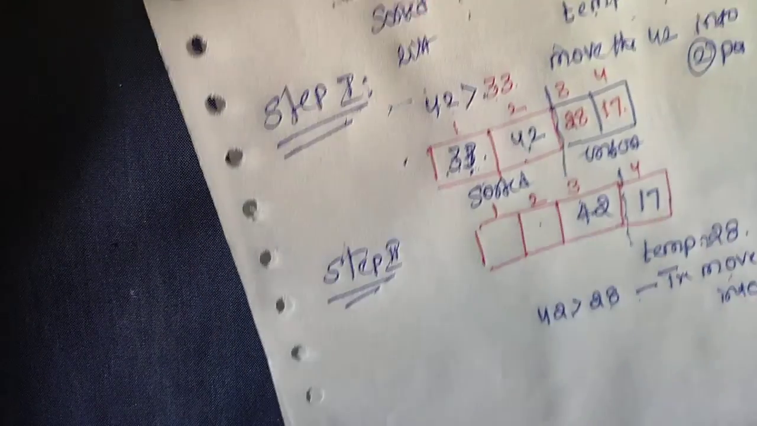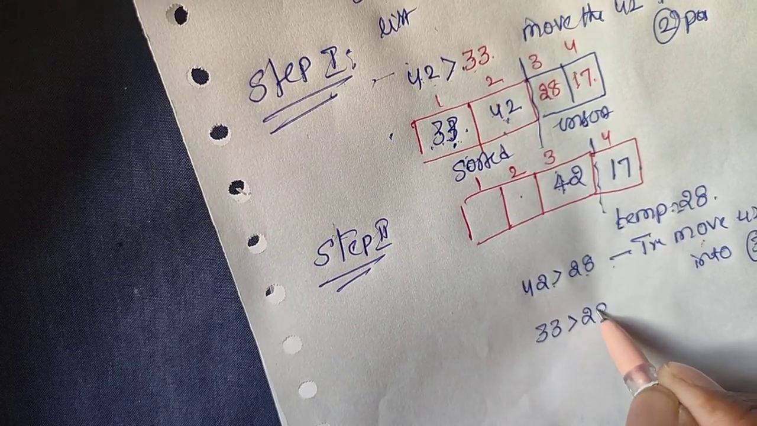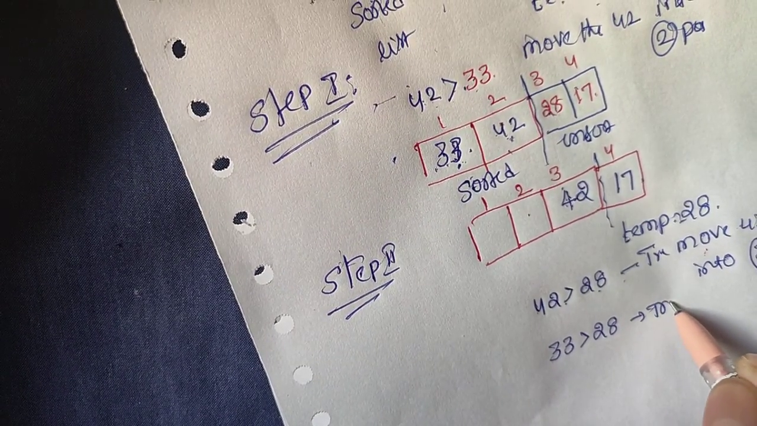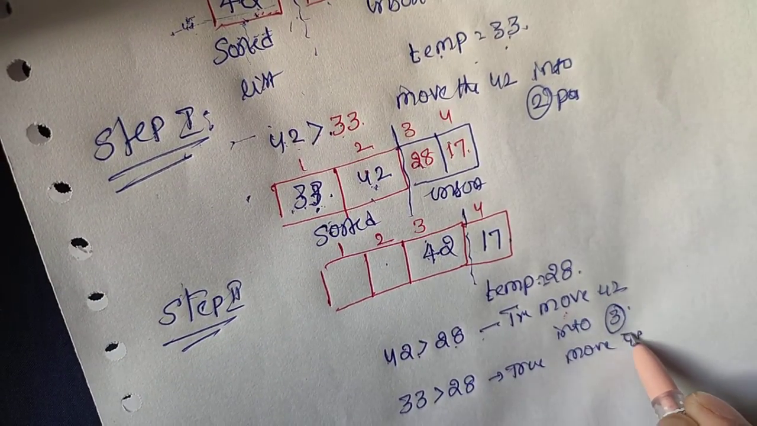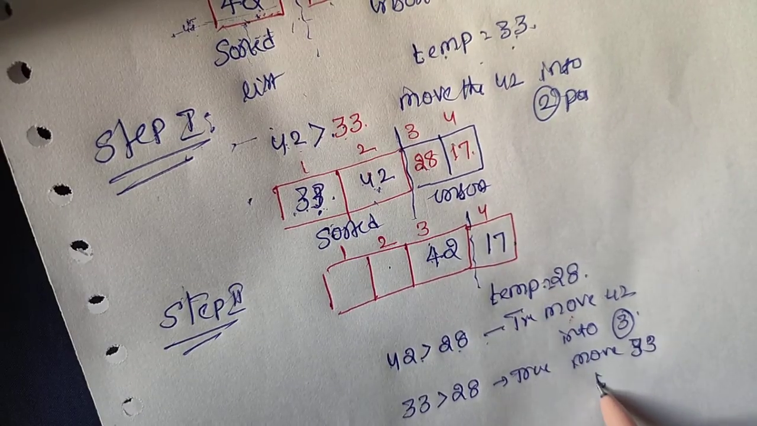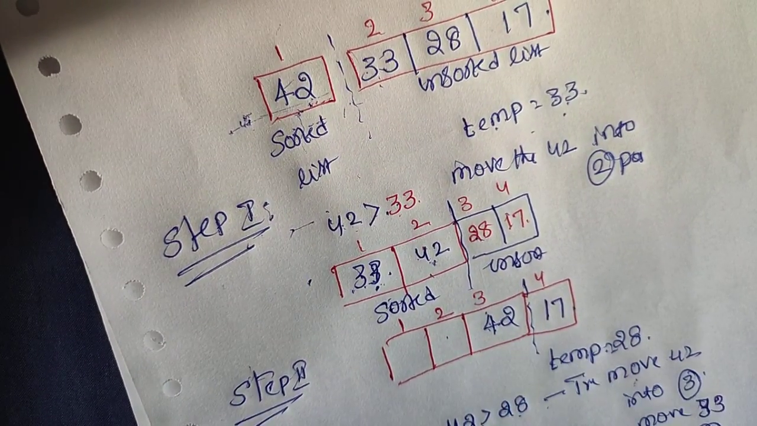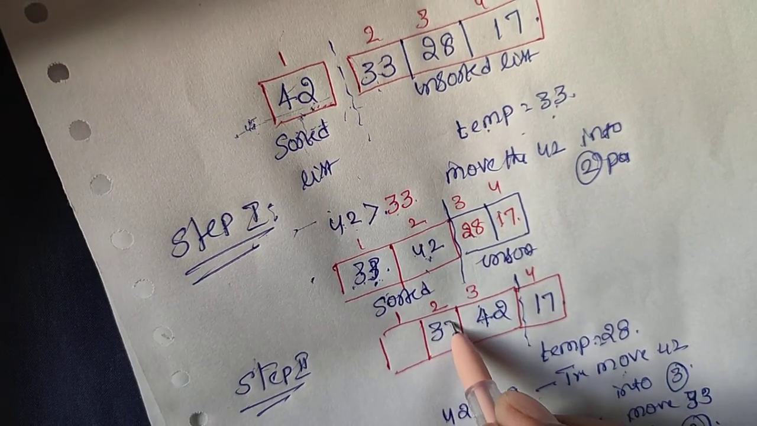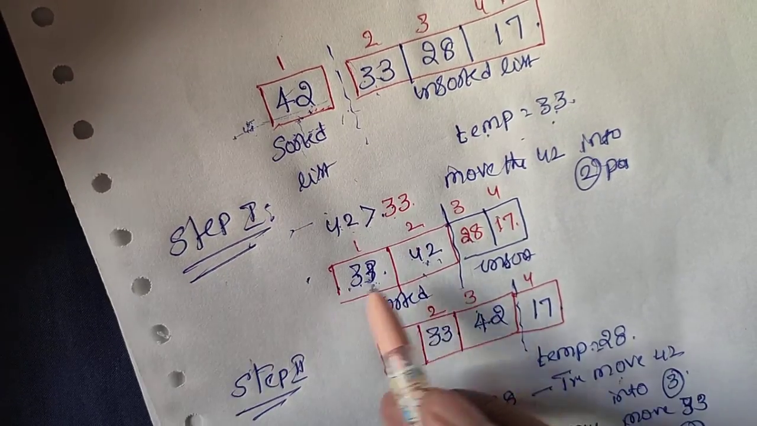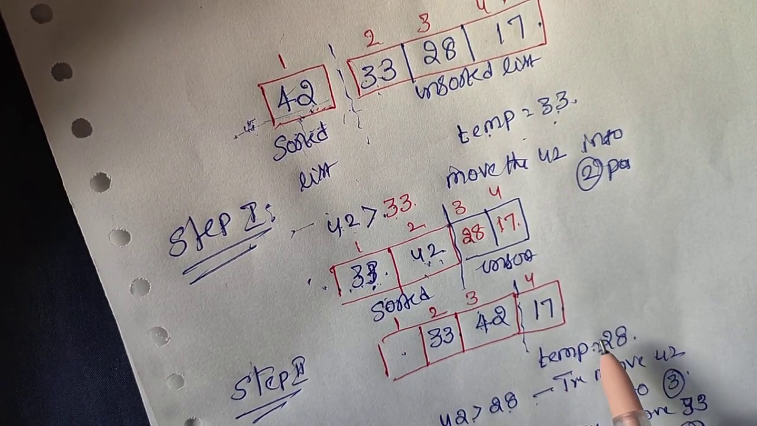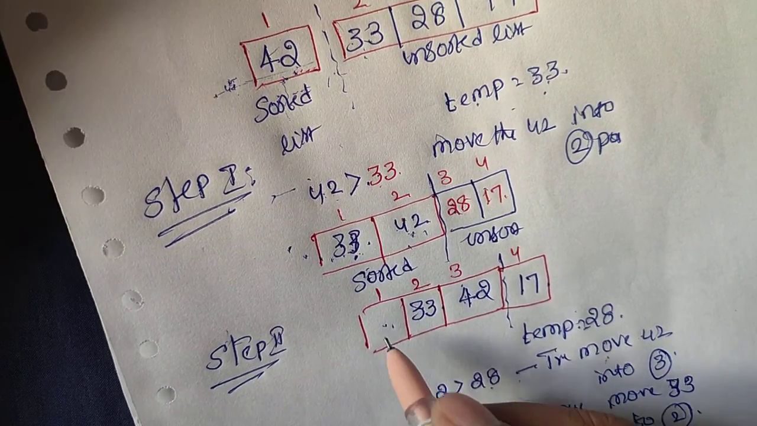Now once again one more comparison: is 33 greater than 28? If it is true, then move 33 to the second position. That means the second position is now 33. Is there any more element? There is no element value. So simply our 28 will be assigned to the first position. That means our 28 will be stored here.